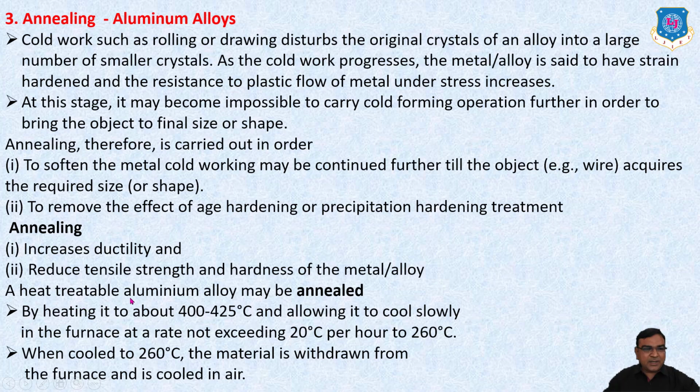A heat treatable aluminum alloy may be annealed by heating it to about 400 to 425 degrees centigrade and allowing it to cool slowly in the furnace at a rate not exceeding 20 degrees centigrade per hour to 260 degrees centigrade. When cooled to 260 degrees centigrade, the material is withdrawn from the furnace and is cooled in the air.